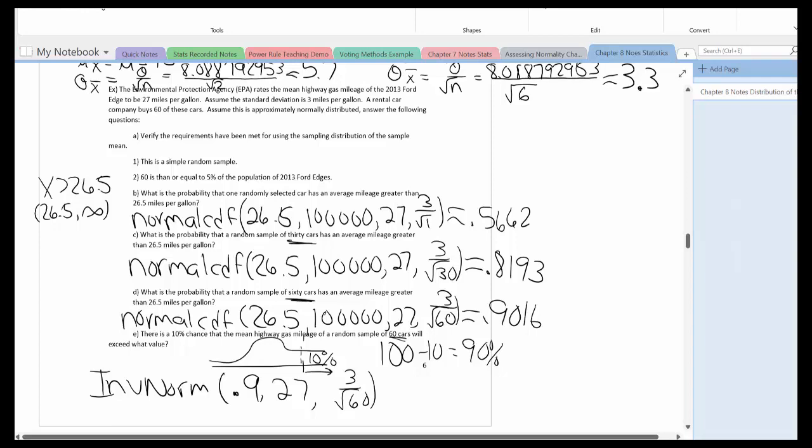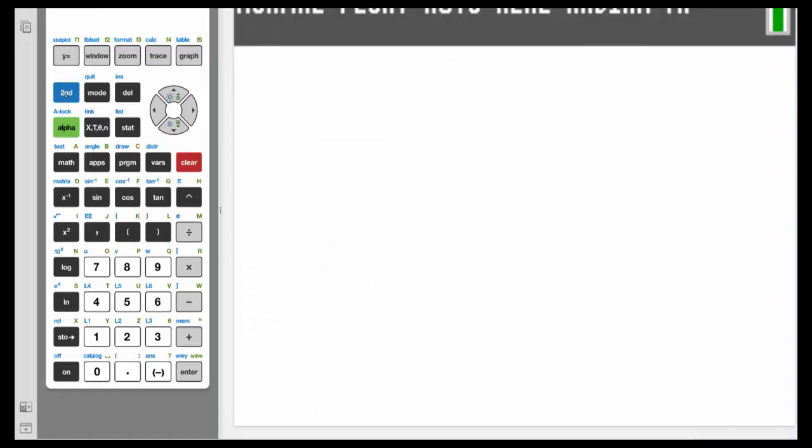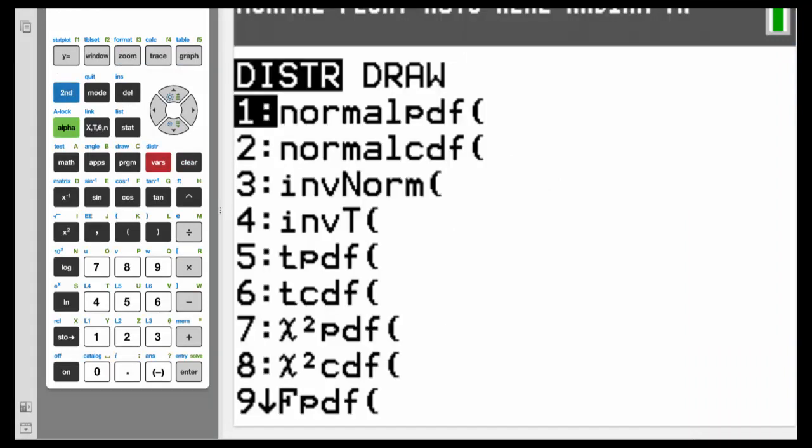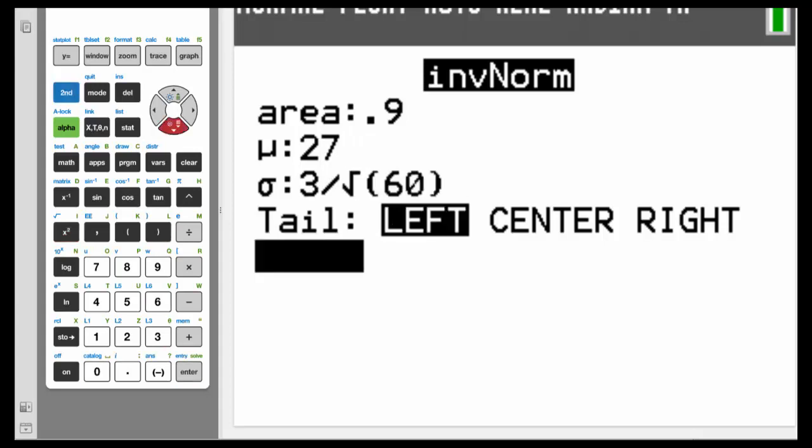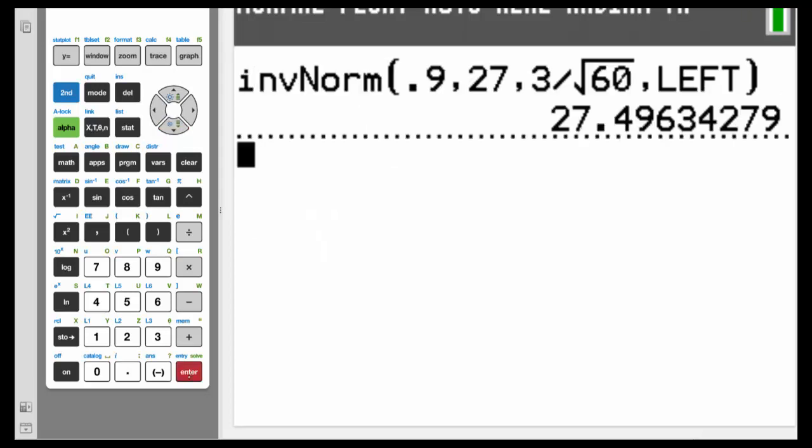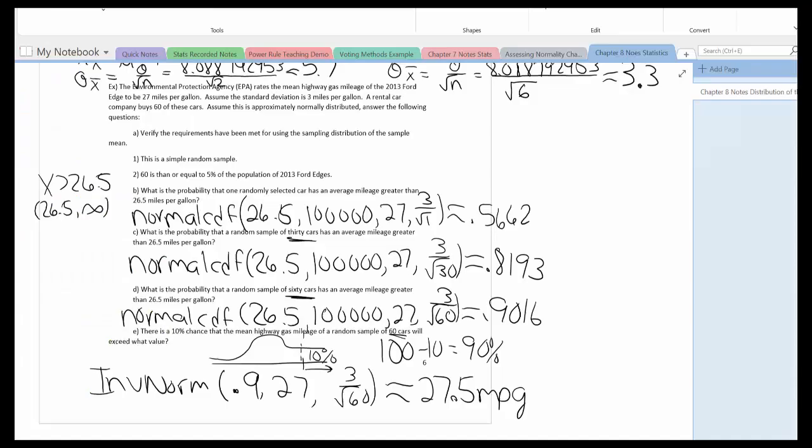All right, let's put that in the calculator now to see what we have. Okay, so second vars. We're looking for inverse norm, that's number 3. So area would be 0.9, the mean is going to be 27, and the standard deviation is 3 divided by the square root of 60. Paste. Hit enter. So we'll round this to 1 decimal place, so that'll be 27.5 miles per gallon. All right, let's put that on the paper. Don't forget your unit of measurement for this problem.